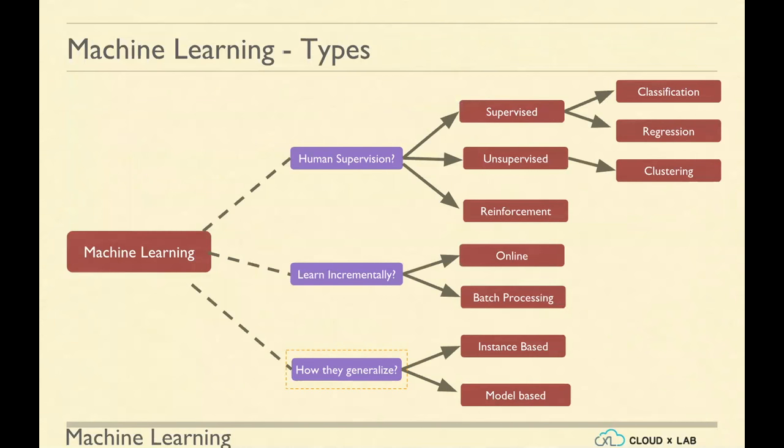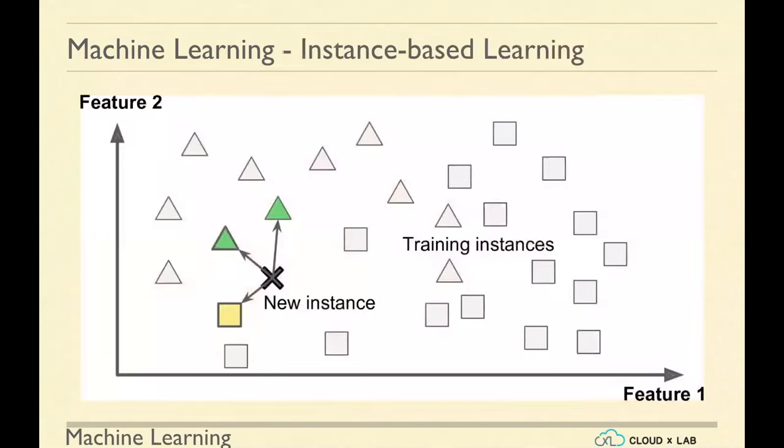All right, the third one is an important aspect. This is something that keeps coming up again and again in the Q&A. The third kind is how well do they generalize? There could be instance-based machine learning or model-based machine learning. Imagine this scenario: we have triangles and squares, and we are trying to predict whether something is a triangle or a square. In instance-based learning, we have labeled all the elements, this is a triangle, this is a square.